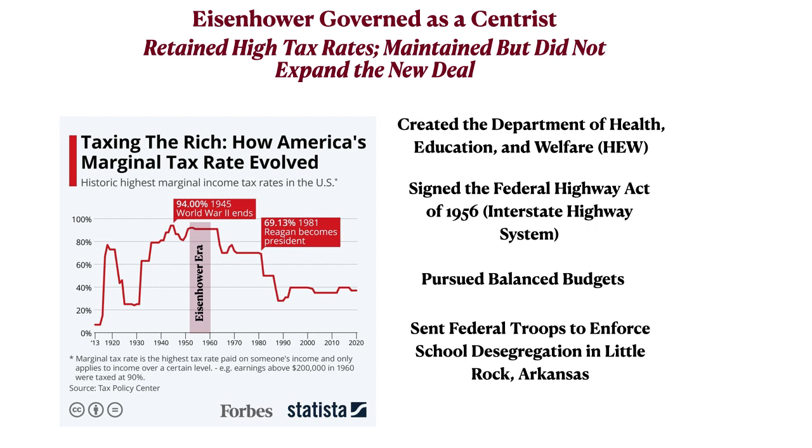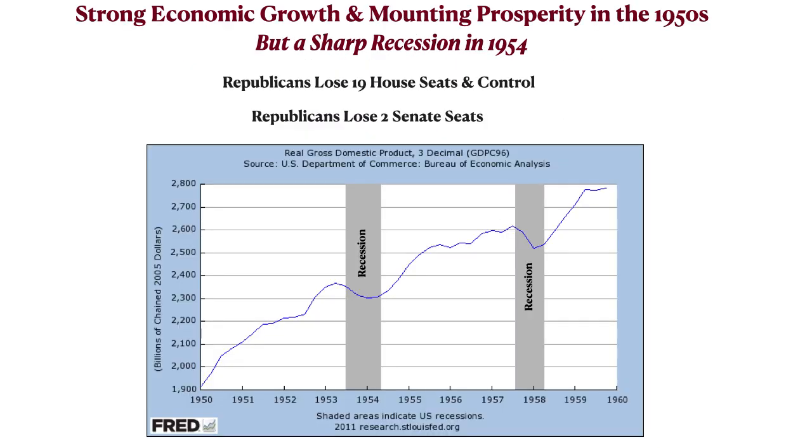Eisenhower also created the Department of Health, Education, and Welfare. He signed the Federal Highway Act of 1956, which poured a huge amount of federal money into the interstate highway system. This was very important in encouraging suburbanization, but also integrating the country, at least from a trucking and automotive perspective. He pursued balanced budgets. That's a more classically conservative or Republican issue. But he also sent federal troops to enforce school desegregation in Little Rock, Arkansas, which did not endear him to Southern white voters by any means.